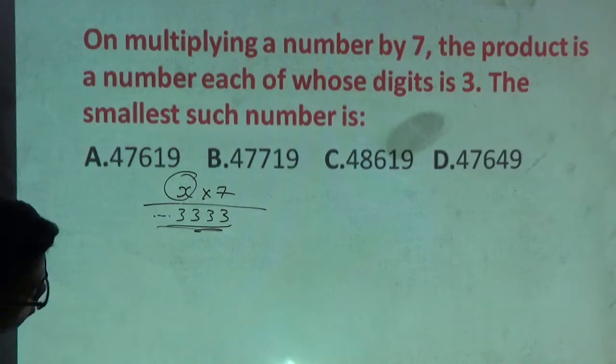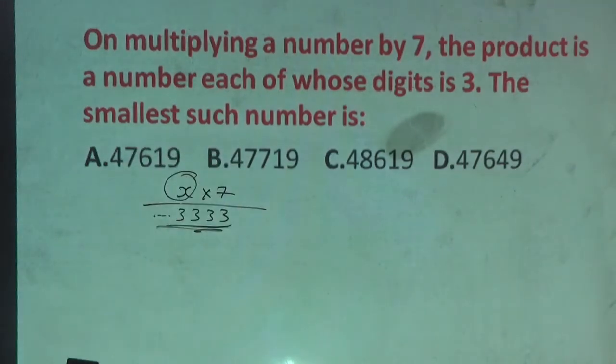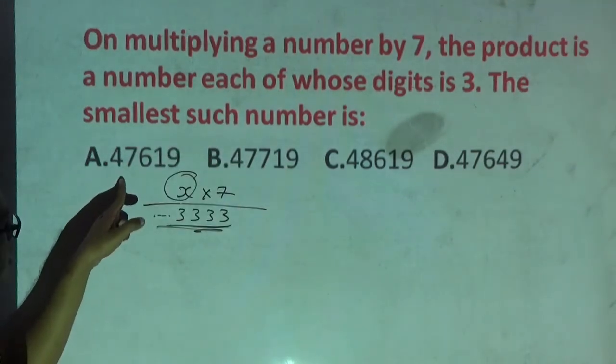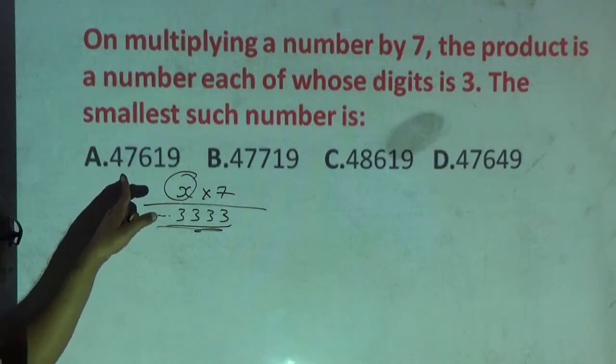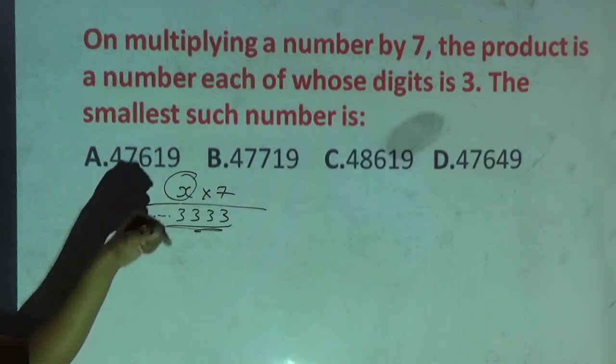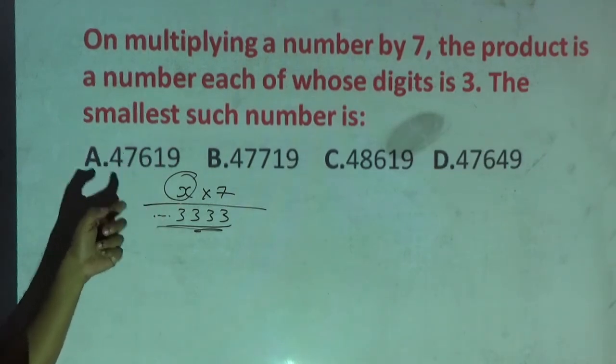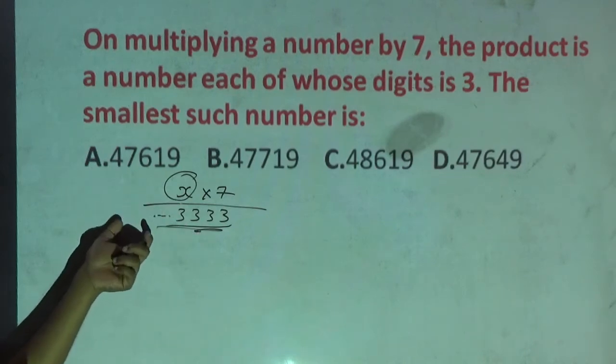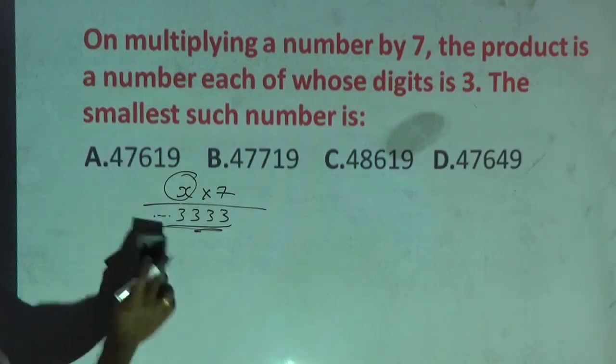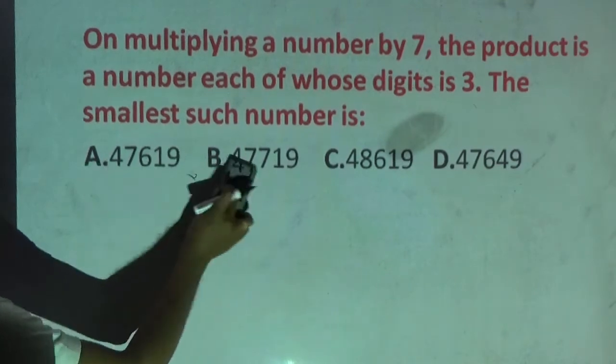But this x should be the smallest among the given options. Now we look at the smallest among the given options. Let me check the first option, because the first option itself is the smallest of all. Let me check whether I am getting 3 in all the digits. If that is the case, then this will be your answer. Okay, from the options you have to do this problem.